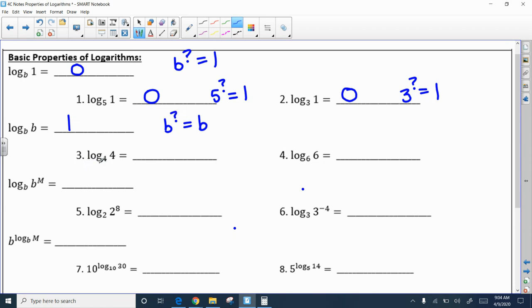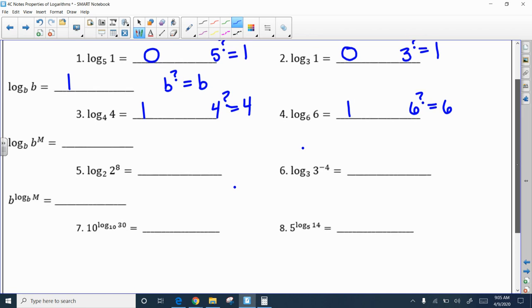So number 3, log base 4 of 4. Since these are equal, log base 4 of 4 is just going to equal 1 using the property, or we can figure it out. This means 4 to what power equals 4. In order for that to be true, it'd have to be 4 to the 1 power. And number 4, log base 6 of 6 is just 1. Again, this means 6 to what power equals 6. This would have to be 6 to the first power.